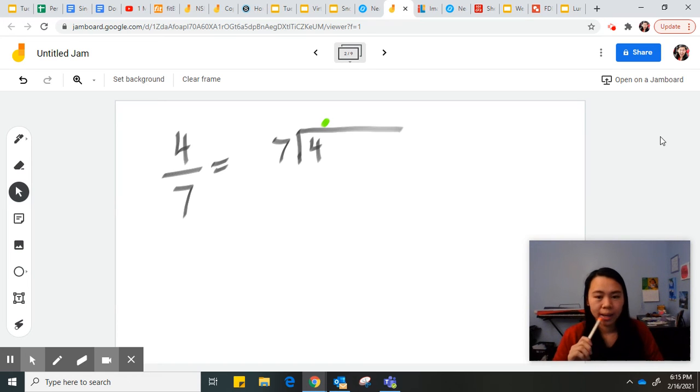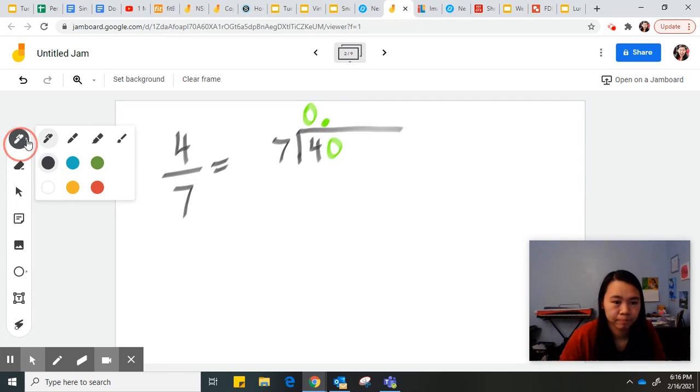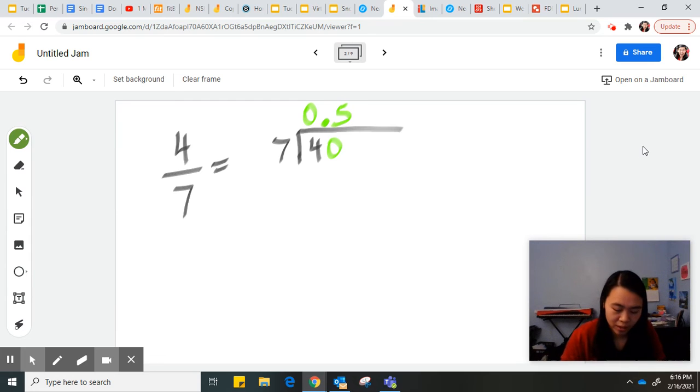Can 7 go into 4? It cannot. So I have a 0. I'm going to add a 0. Can 7 go into 40? Let's think. 7 times 5 is 35. Can I squeeze in another 7? I can't. So just 5 times. 5 times 7 is 35. I'm going to subtract. I get 5.